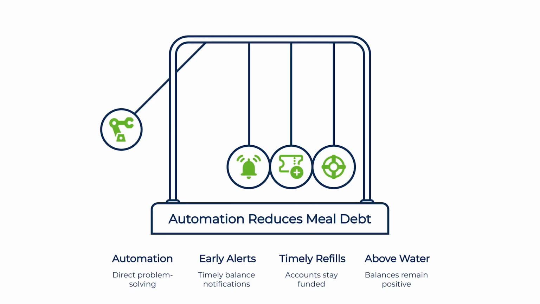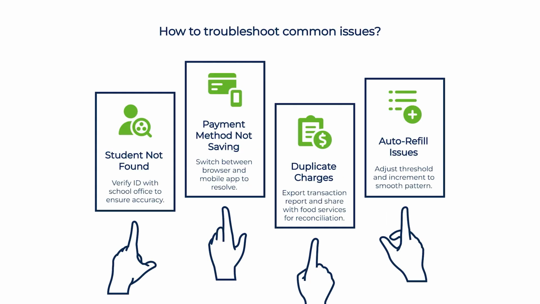Automation tackles the problem directly. Early alerts, refills posted on time, and accounts staying above water. Troubleshooting helps too. If your student isn't found in the system, verify the ID with the school office. If a payment method won't save, switch from browser to mobile app or vice versa.